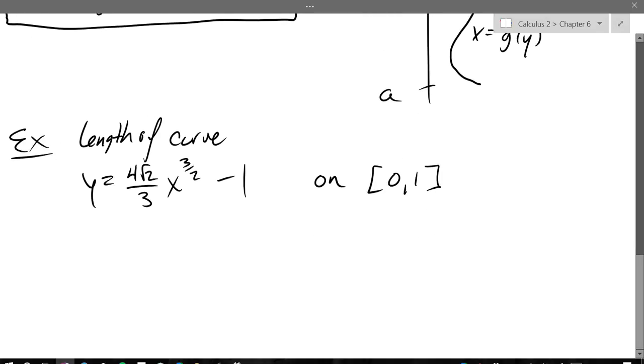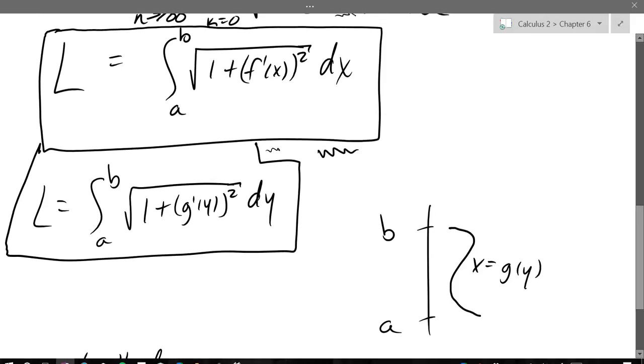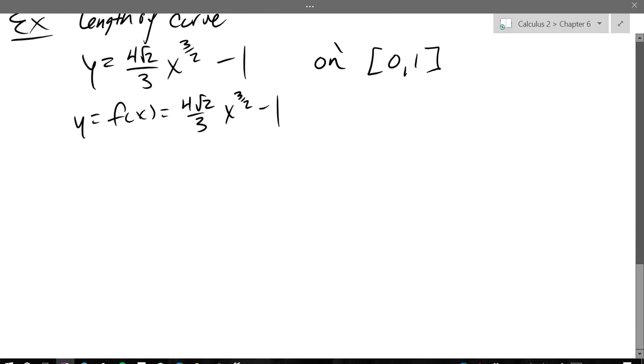So first of all, do I have a function of x or a function of y? Function of x. Y is by itself, so for any x value, I can figure out what the y is right here, just the way it's written. So we have a function of x. We are in the first situation here. So all I need to do is take the derivative of f, square the derivative, and then plug it in. There's really nothing else going on. And these are x values right here. This is the x interval 0 to 1, not a y interval 0 to 1.